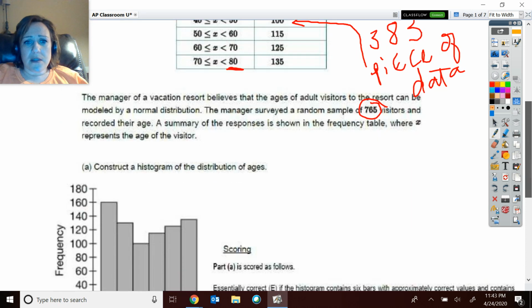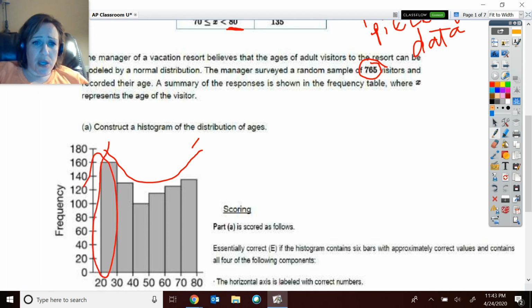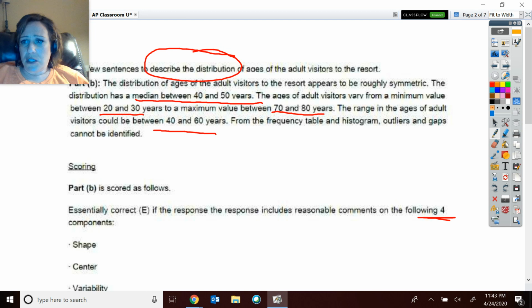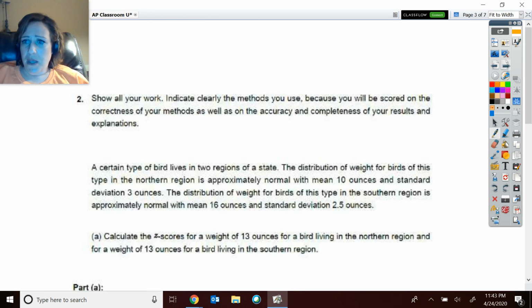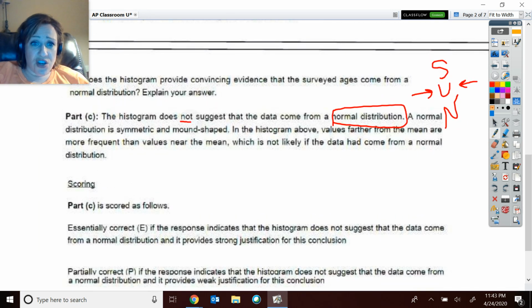And people, this right here is not unimodal and somewhat symmetric and bell-shaped. We've definitely got a higher proportion of young people and older people in this vacation resort, so it does not appear as though it is coming from that normal distribution. And that's what we had to have been saying on this problem. We had to say that no, that does not suggest that it is coming from a normal distribution.